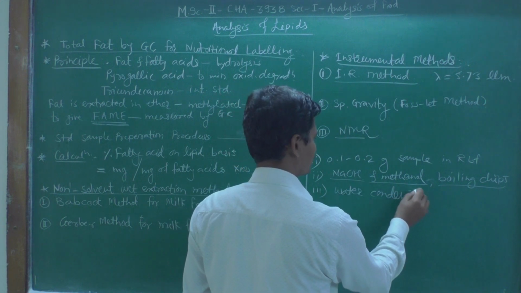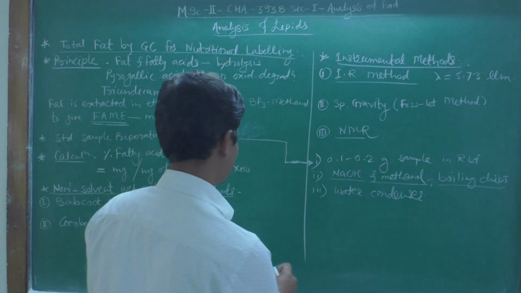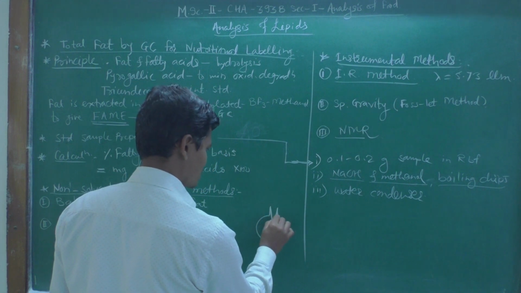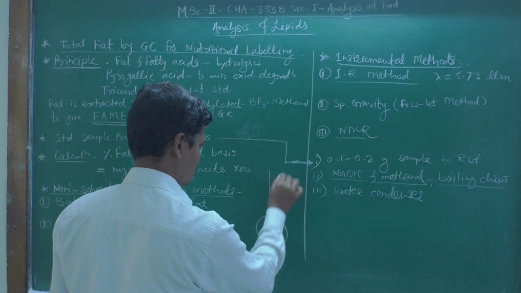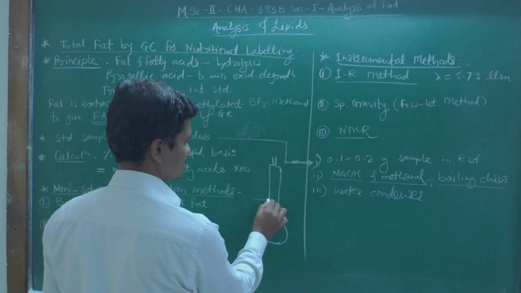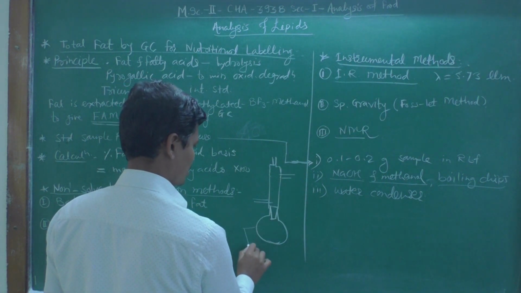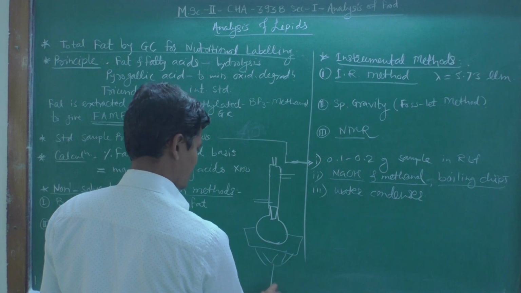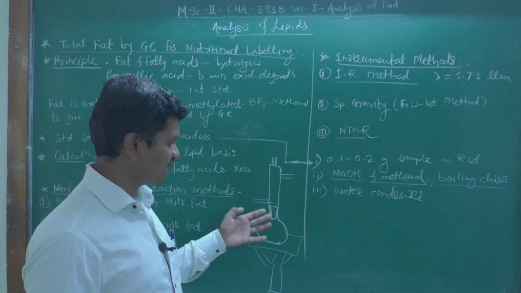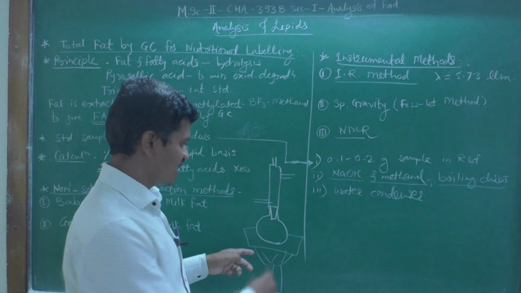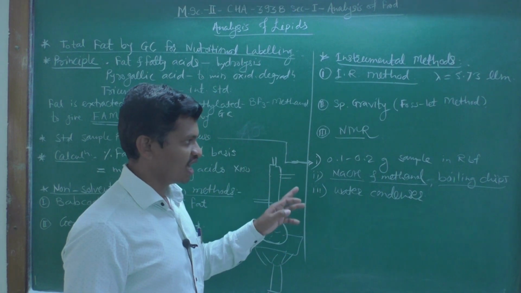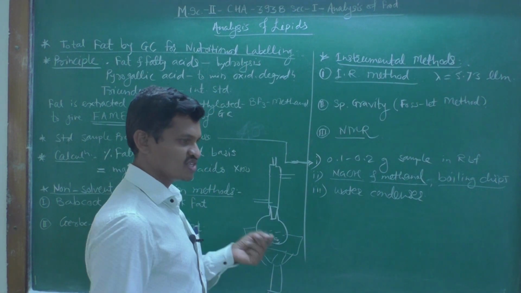A water condenser is set up. So this is a round bottom flask, and a water condenser is set up. This is the inlet, this is the outlet. This is the heating system, this is the assembly, and we can use the laboratory stand to clamp the round bottom flask as well as the condenser. In this round bottom flask we have taken our sample, sodium hydroxide, methanol solvent, and some boiling chips, such as porcelain pieces.